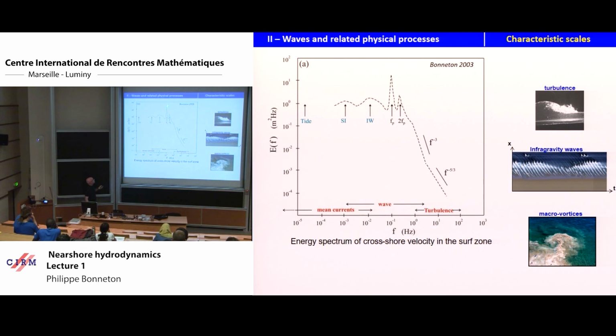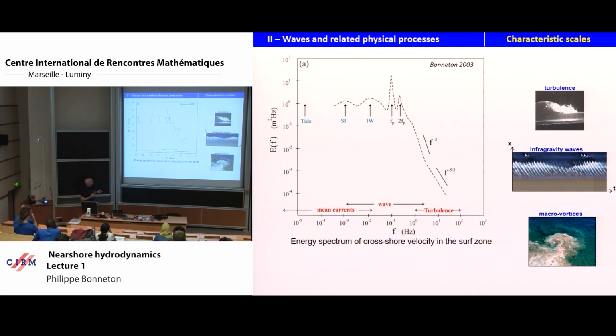So from the main peak to the turbulence, a real cascade of energy, a large range. But due to the nonlinearity, there is also a transfer of energy from short waves, wind-generated waves, to low-frequency waves, which are named infragravity waves.